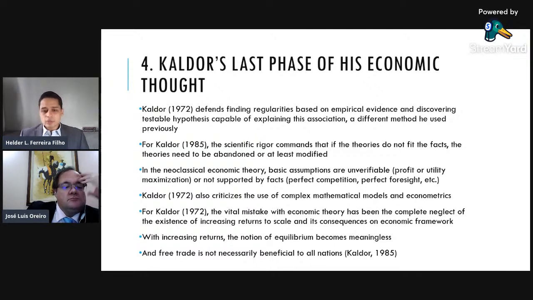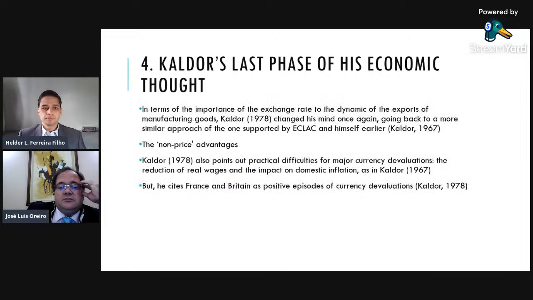For him, the vital mistake with economic theory has been the complete neglect of the existence of increasing returns and its consequence on the economic framework. With increasing returns, indeed, the proper notion of equilibrium becomes meaningless. And free trade is also affected by this, as it could potentially be not beneficial to all nations.